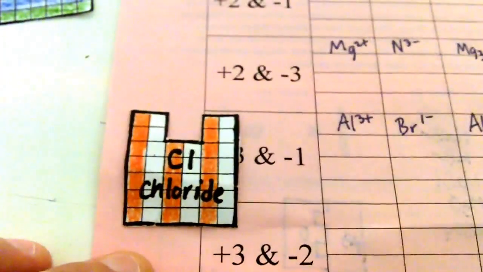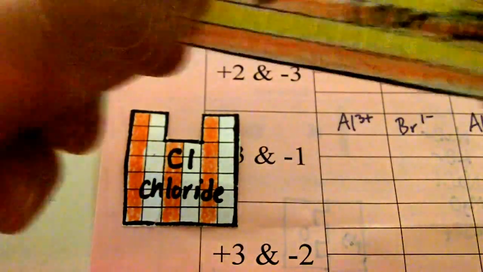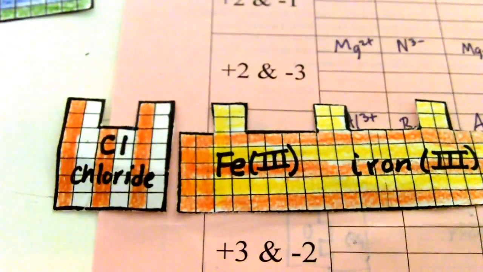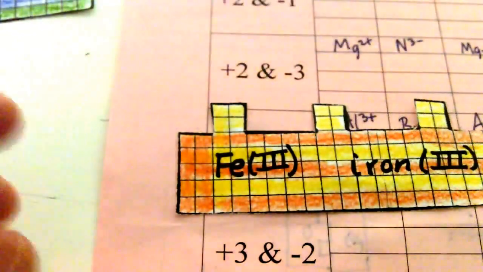Again, chlorine is the other -1 anion that you could use. Iron is the other positive 3 cation you can use. So get those combinations for the second, third, and fourth rows.